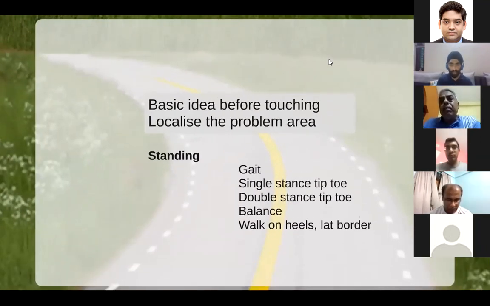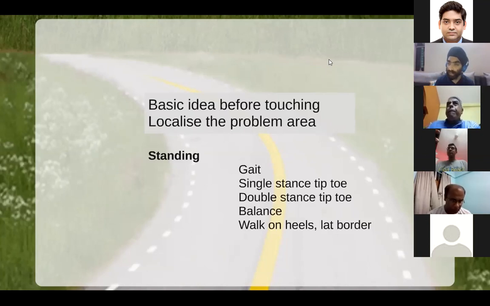So first, these are the only 2 slides which have things written on them. The rest of the slides are more photographs. The basic idea before we start touching the patient is to examine the patient and localize the problem area where you're going to examine in detail. So you need to localize even in the foot, whether the main problem is the hindfoot, the midfoot, or the forefoot, or whether there's something like muscle tightness, like gastroc tightness, which is the cause of the problem.